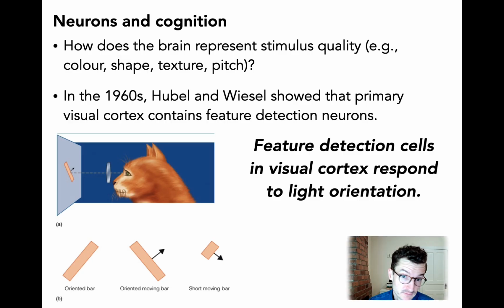So in that video, as you could see, the group of neurons they were recording from really liked a bar of light that was angled at about 45 degrees to the horizontal. Again, the idea here is that there are other neurons that respond to other aspects, other qualities of visual stimuli.